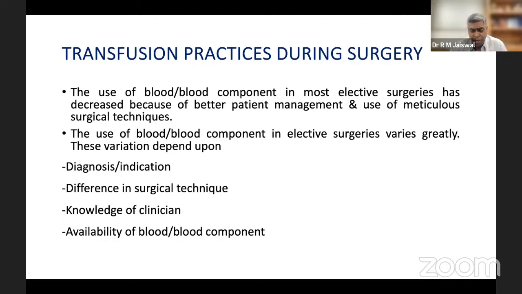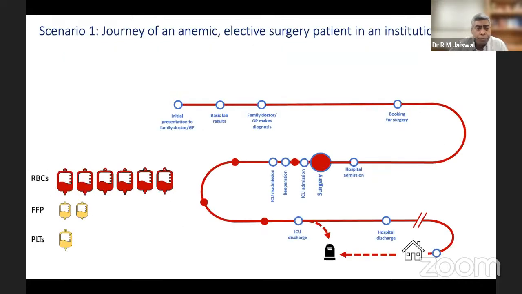But at present, they are used very judiciously, and this demand has decreased; sometimes there is no use of blood in cardiac surgery and renal transplant surgery, and in liver transplant surgery, which was initially 10 to 15 units, it has reduced to 2 to 3 units as per the clinical requirement of the patient.